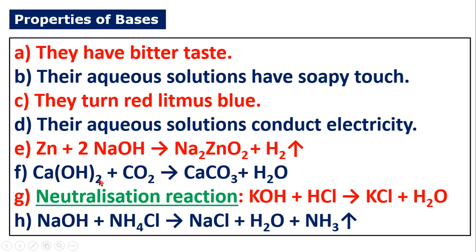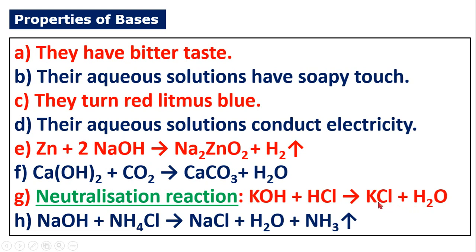F. A base, calcium hydroxide, reacts with non-metallic oxide, that is carbon dioxide, to form calcium carbonate and water. A base reacts with non-metallic oxide to form calcium carbonate and water. G. Neutralization reaction. A base KOH reacts with an acid that is HCl to form salt and water. KCl, potassium chloride and water.